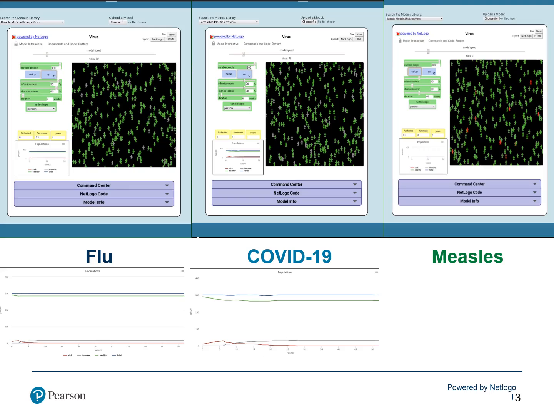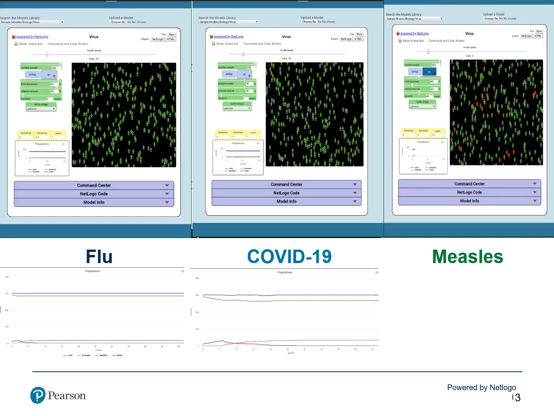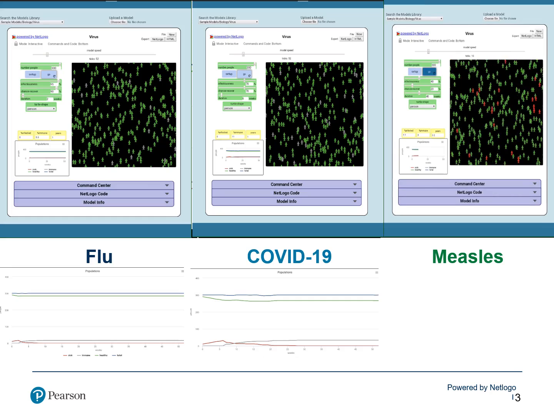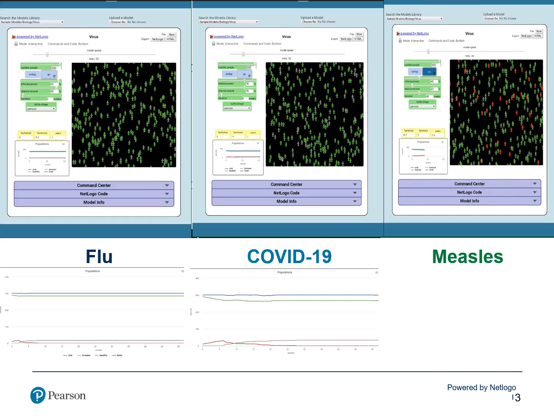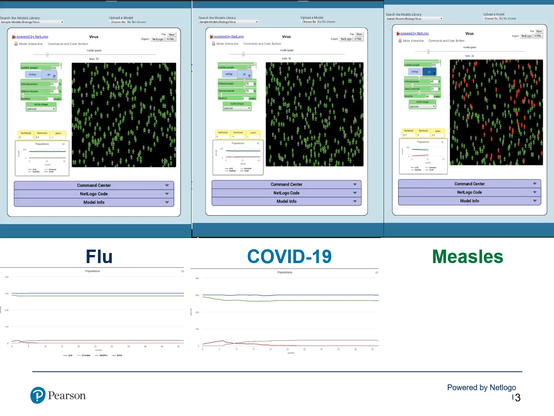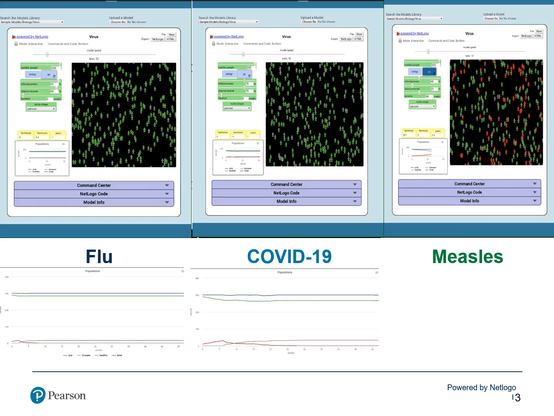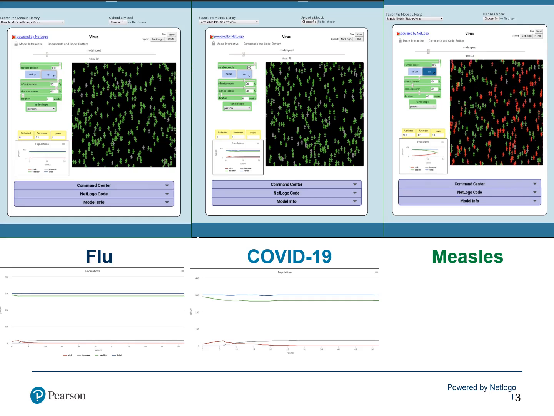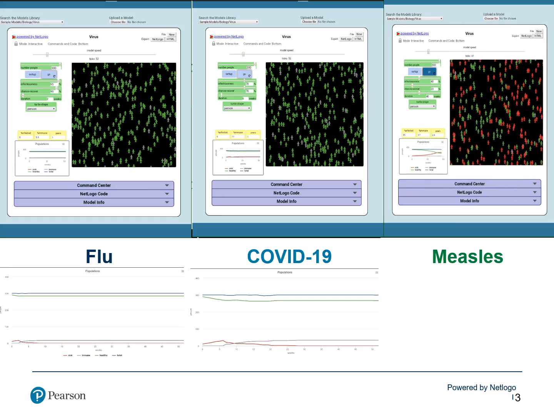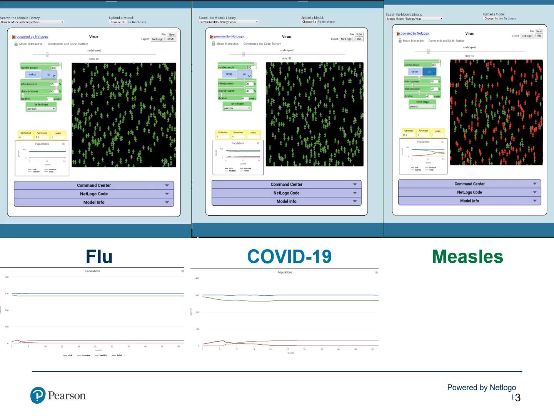Please don't quote me though. No models are ever 100% accurate. Now I'll run the last simulation whilst you think back to the question. At the end of the 52 weeks, which population will have developed the highest level of immunity from the three populations, the flu population, the COVID-19 population, and the measles population?